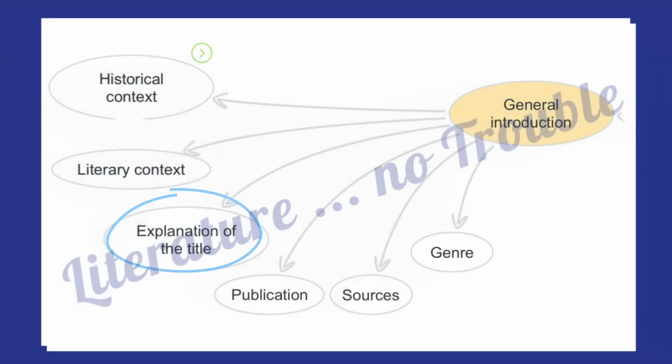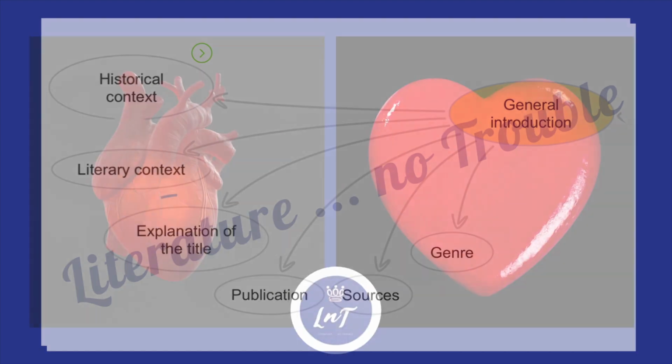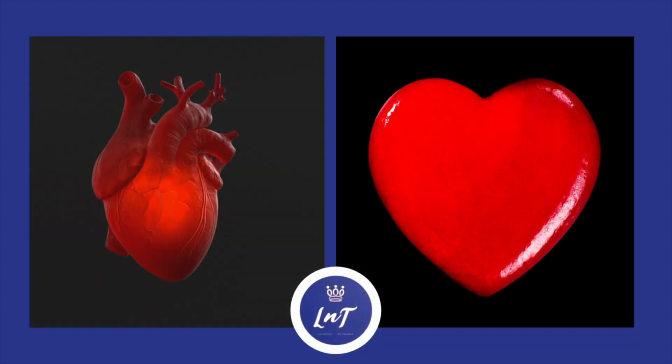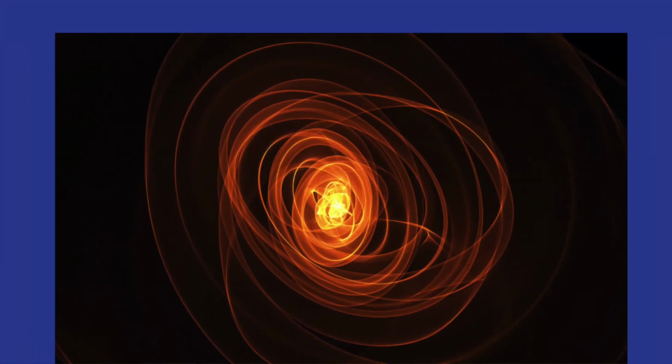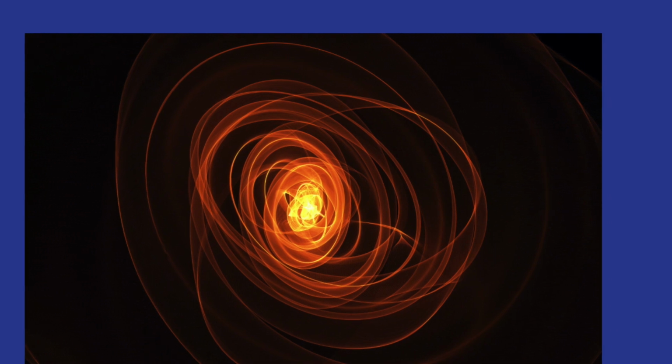The next point is the explanation of the title. This title isn't just a combination of words. It serves as a synthesis of the story's profound themes. Let's break it down. Firstly, consider heart. While we typically view the heart as a vital organ, in literature it often symbolizes emotions, love. It can also represent the core or central idea of a story.